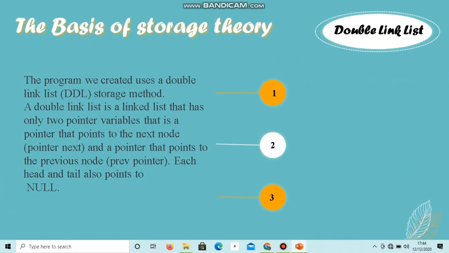The basics of struct theory. The program we create uses a double linked list struct method. A double linked list is a linked list that has two pointer variables, that is, a pointer that points to the next node, or next pointer, and a pointer that points to the previous node, or previous pointer. Each head and tail also point to null.